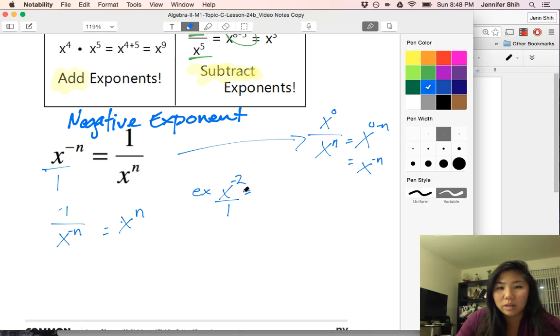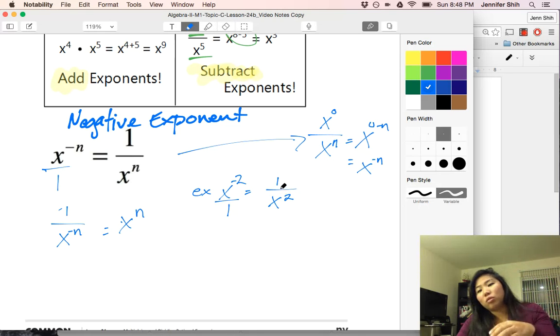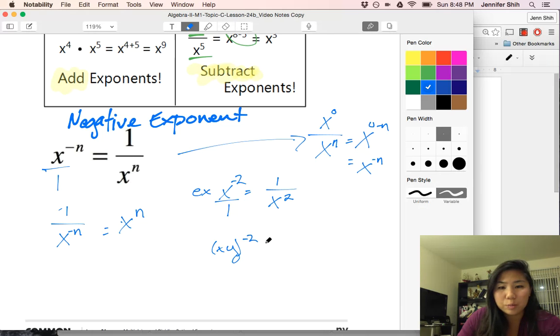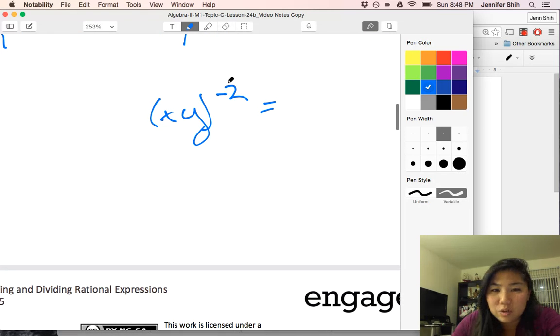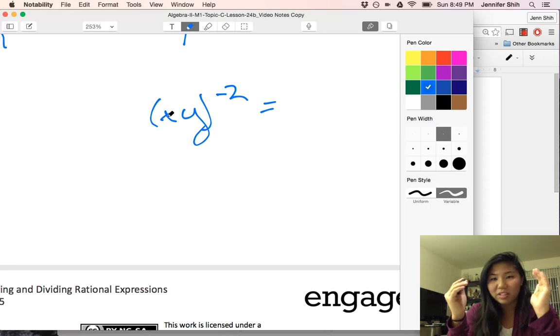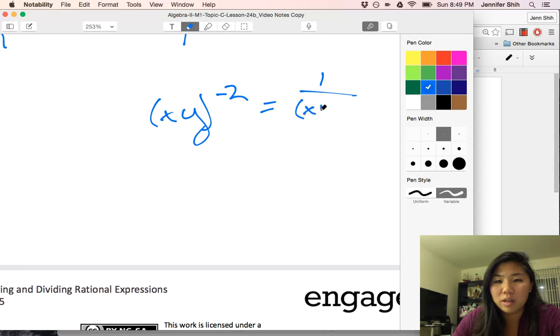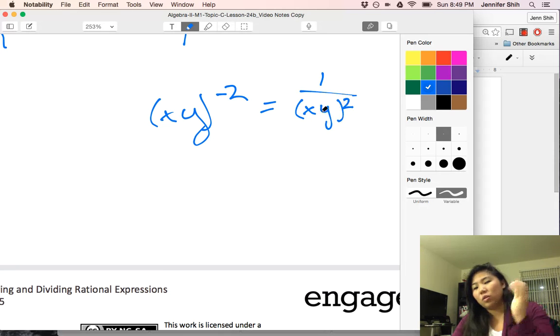Okay, so as another example, if you have x to the negative 2 power, that means if this is x over 1, then this x term moves to the denominator. So now you have 1 over x squared. When you move the factor to the denominator, then the negative sign goes away. If you have something like this, (xy) to the negative 2, if you look closely, the closest thing to this negative 2 is the parentheses. That means everything in the parentheses has got to move down to the denominator. So 1 over (xy) squared. The negative sign is gone, but the 2 is still there.